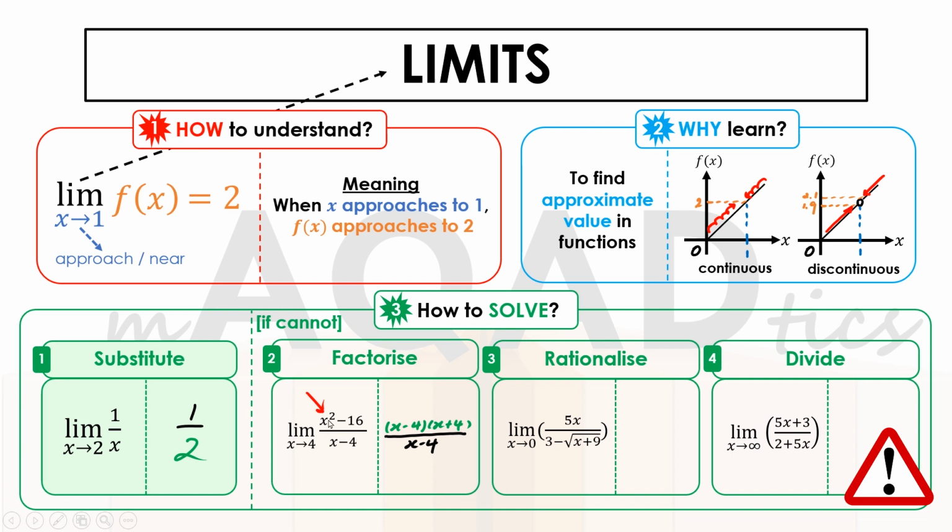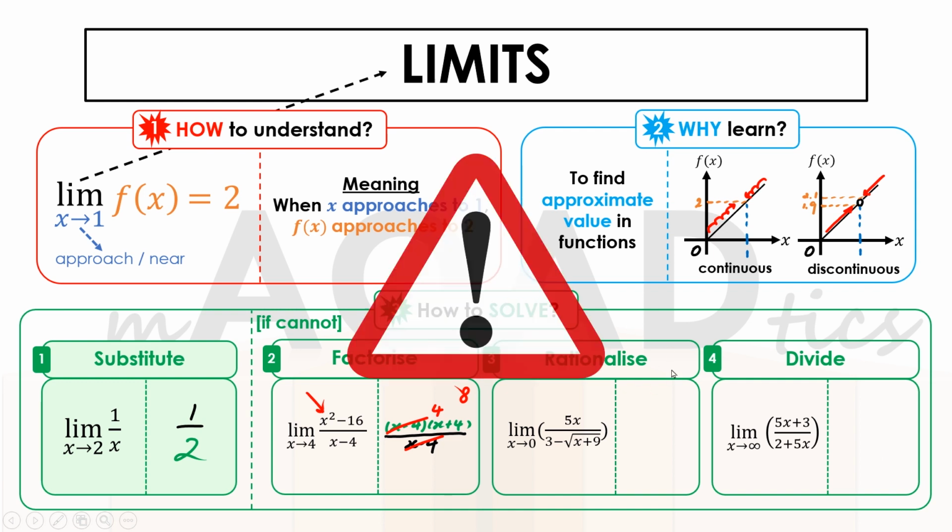So this one, x squared minus 16, I can split it this way. The reason is that I can cross off the things which are the same in the numerator and the denominator, and then I can substitute the value 4 here. So here will become 4 plus 4, 8, which is my answer.